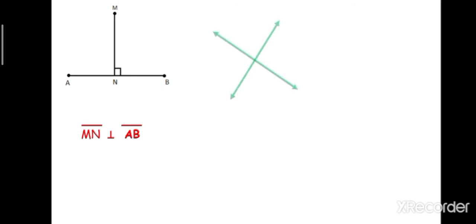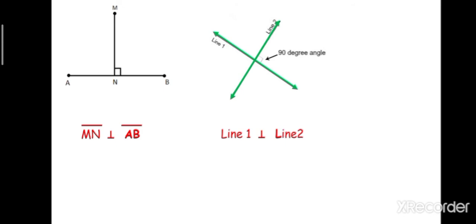Another example here, we have two straight lines. We notice here that line 1 and line 2 are perpendicular to each other because their intersection makes four right angles, 90-degree angles. So we can say that line 1 is perpendicular to line 2.